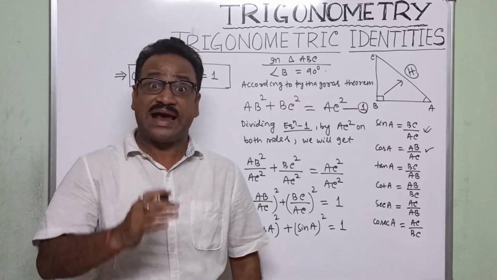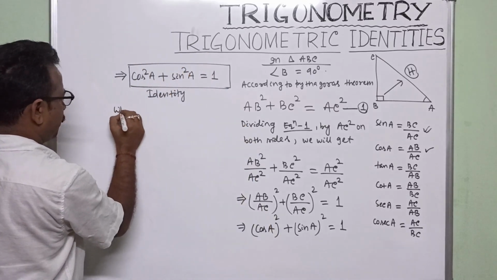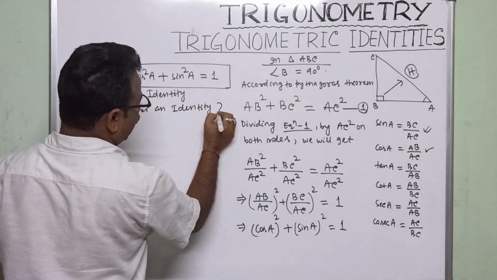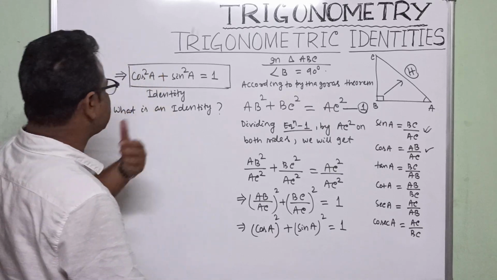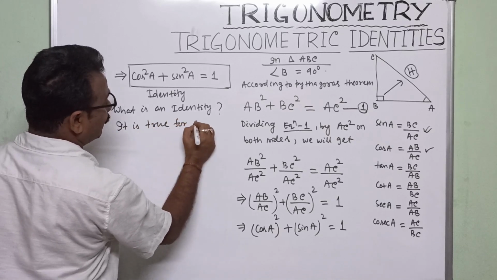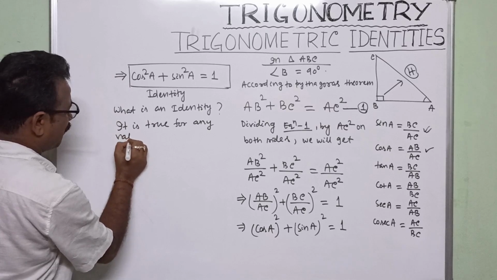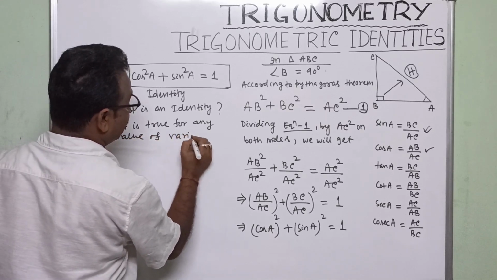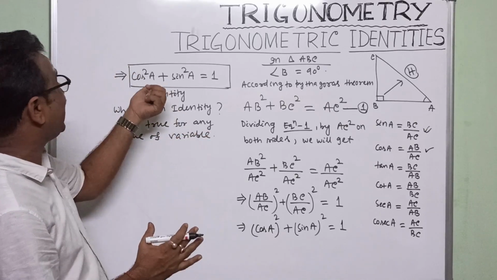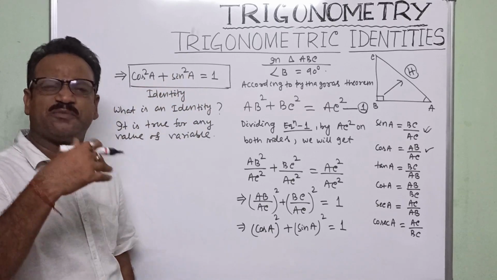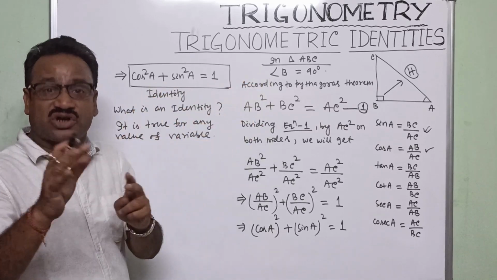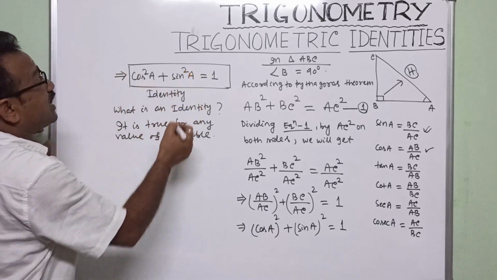Then what is an identity? This question is asked in the internal assessment. An identity is true for any value of the variable. That means whatever the value of A may be: 10 degrees, 20, 30, 40, 50 degrees, whatever it may be. We are taking acute angles here, 0 to 90, not others. So cos square A plus sin square A will always hold.